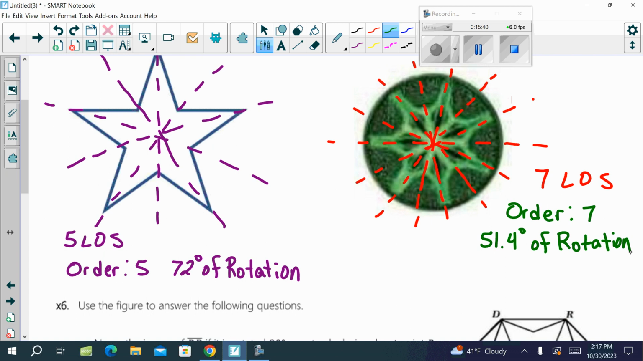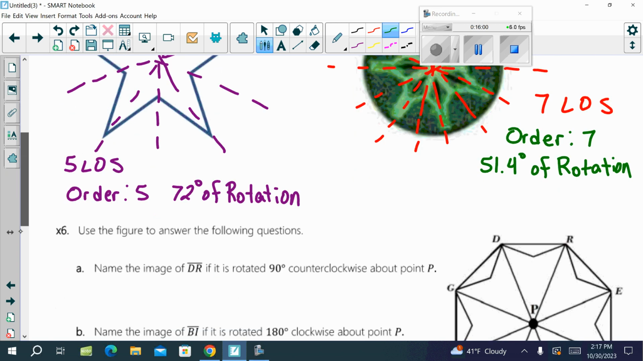Don't they always give you the same, the lines of symmetry? Really? Okay, now. I think so. Okay, any other questions? All right, next. Okay, we got this guy.